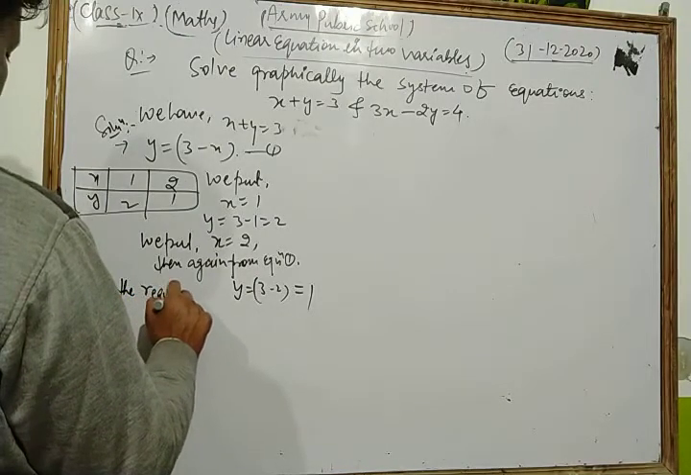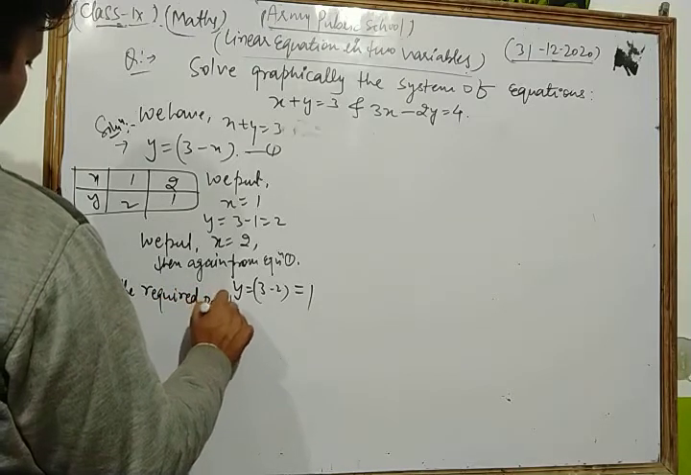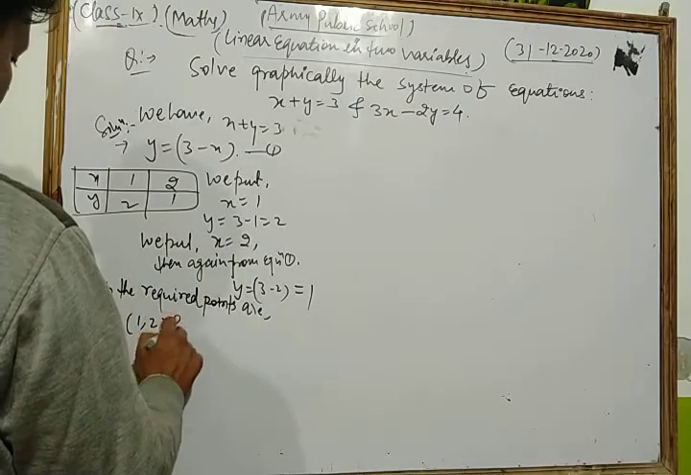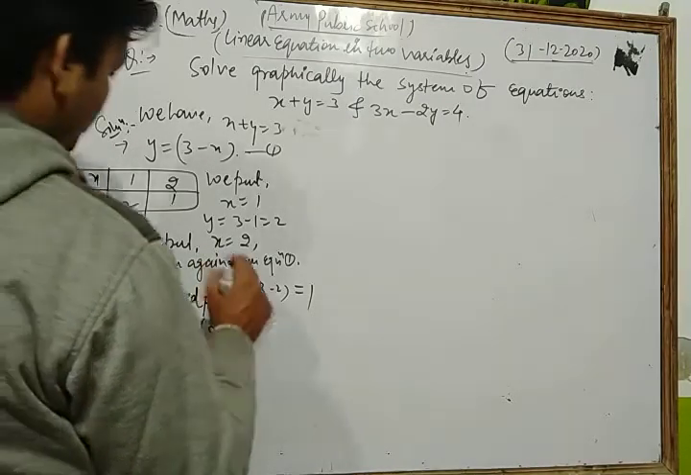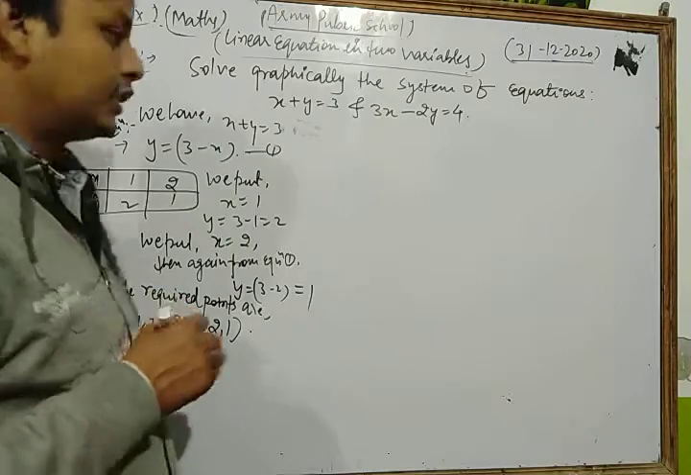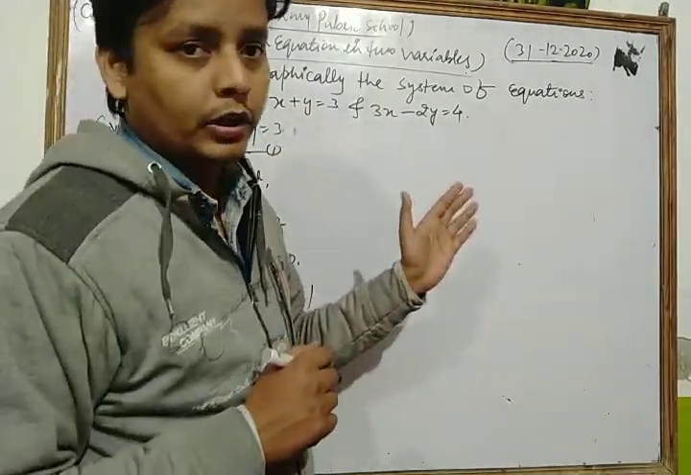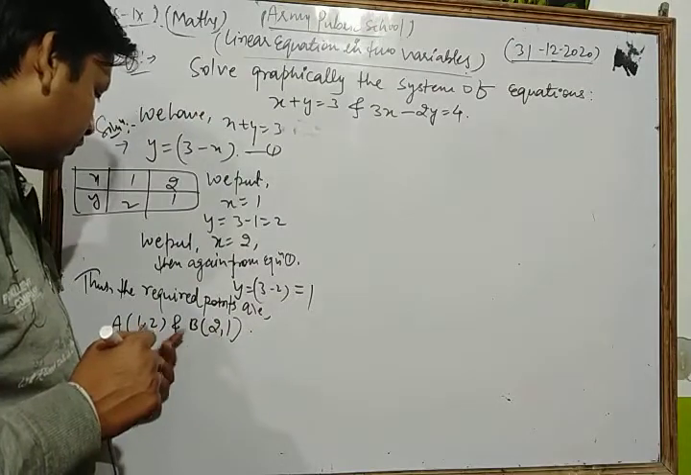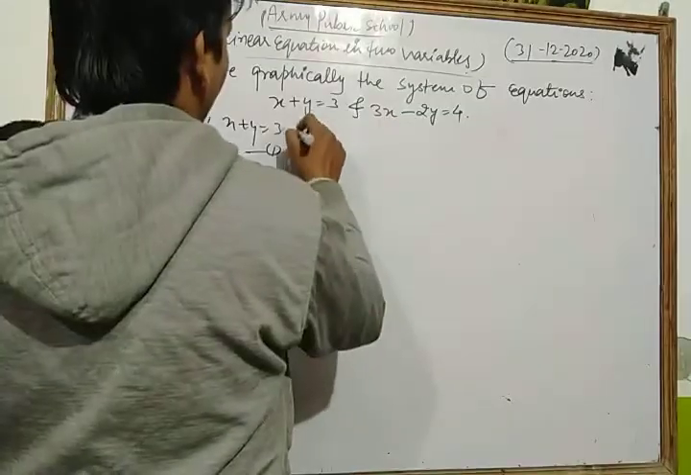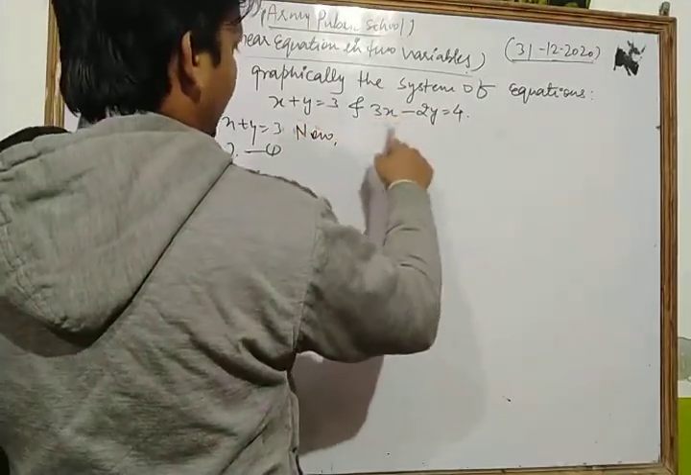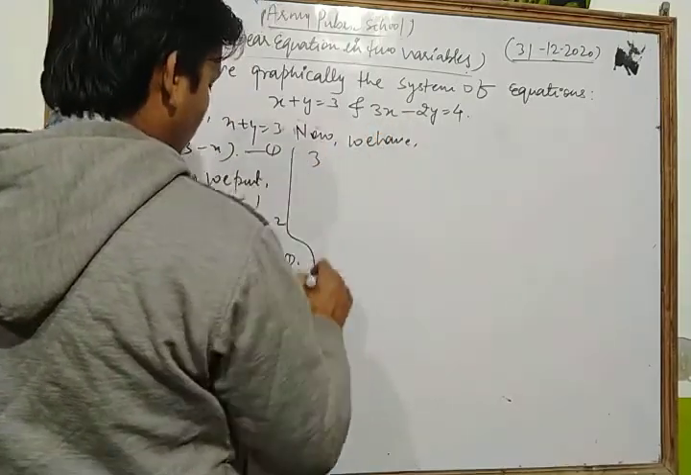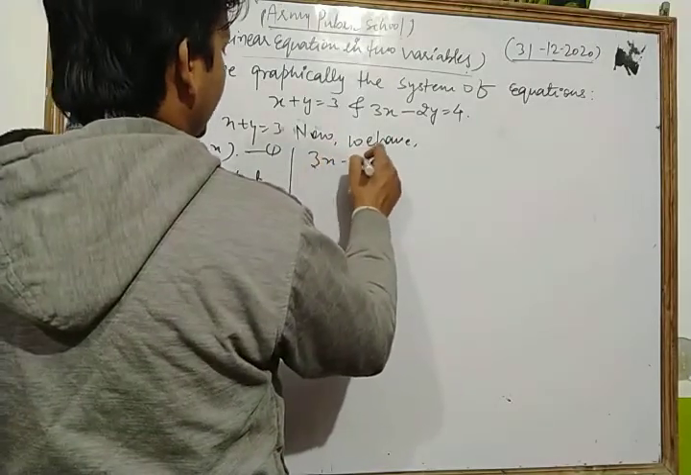Thus, the required points are, suppose, A is 1, 2 and B is 2, 1. Okay. Now in this way, with the help of the first linear equation in two variables, we got the required points. Now similarly, here we have 3x minus 2y is equal to 4.